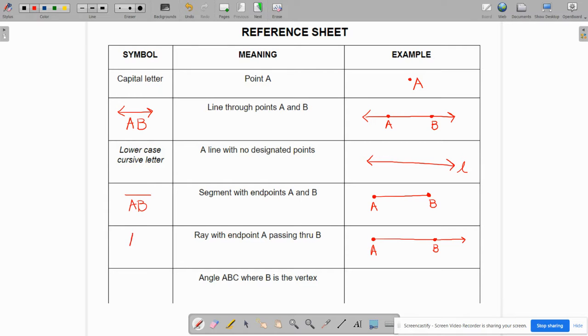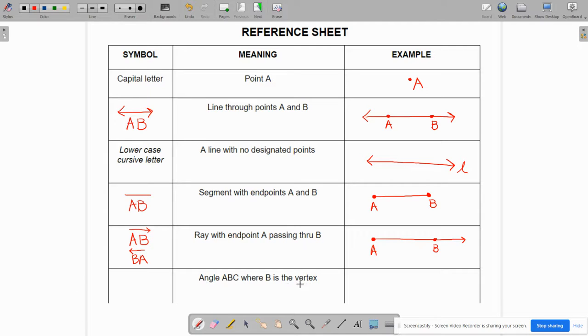When you write that, you can write it like this, A, B, and then since the endpoint is here, this doesn't get an arrow, but this side does. You could also write it like this. If you wrote BA, you just have to make sure the arrow is going this way.